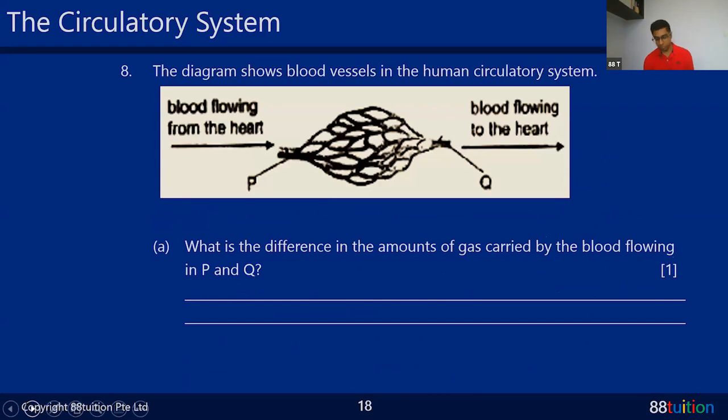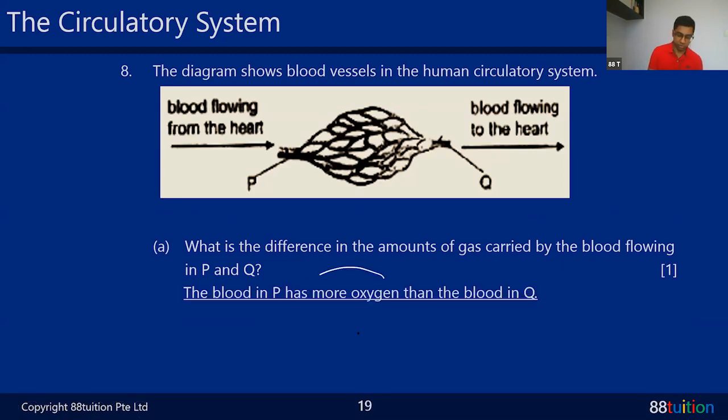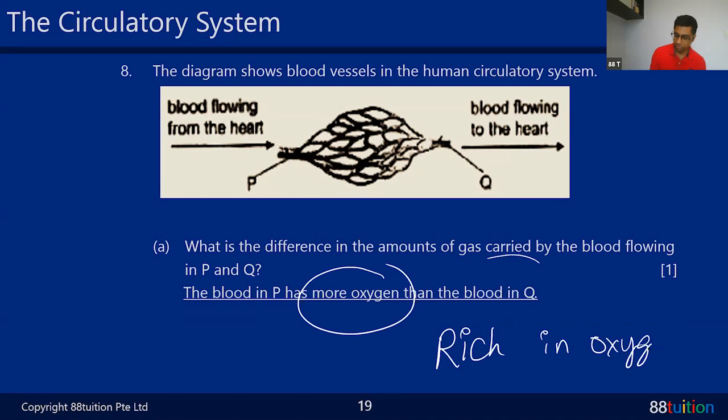This one I'm going to skip because you can find out the answers later. What's the difference between P and Q? I'll go through very fast. One has more oxygen, the other has less oxygen. This one again has to do with the word we always study, rich in oxygen. Got it?